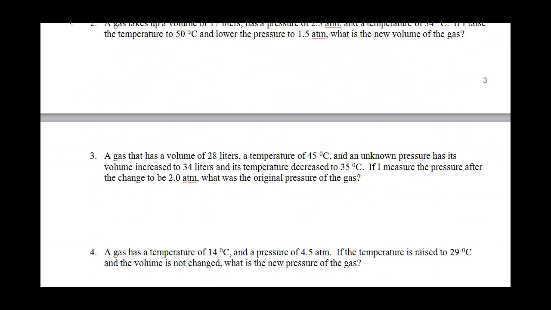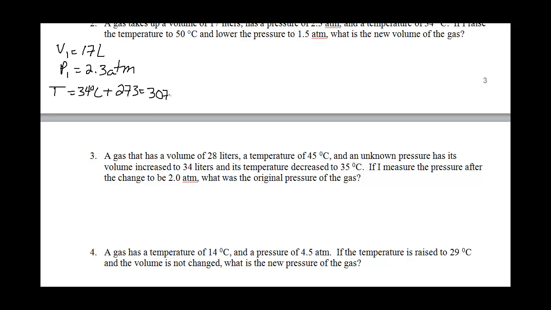So, same thing. I want you to write the variables. So just read the problem. You come into a number. What is that? So a gas takes up a volume. So that must be my V1, 17 liters, and has a pressure of 2.3 atmospheres and a temperature of 34. But look, that's degrees Celsius. First thing I'm going to do so I don't forget, change it to Kelvin. Add 273.